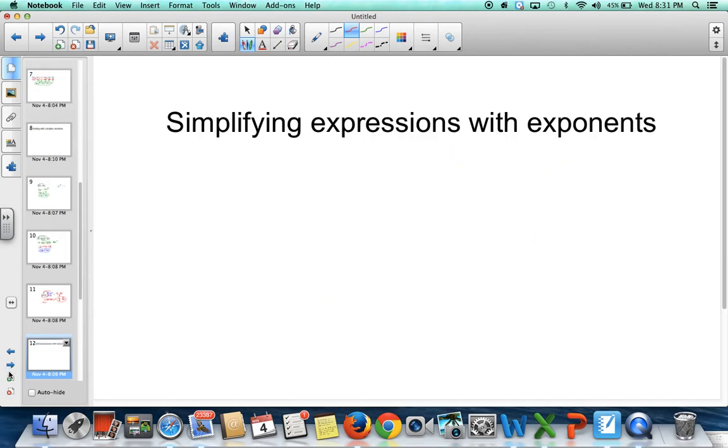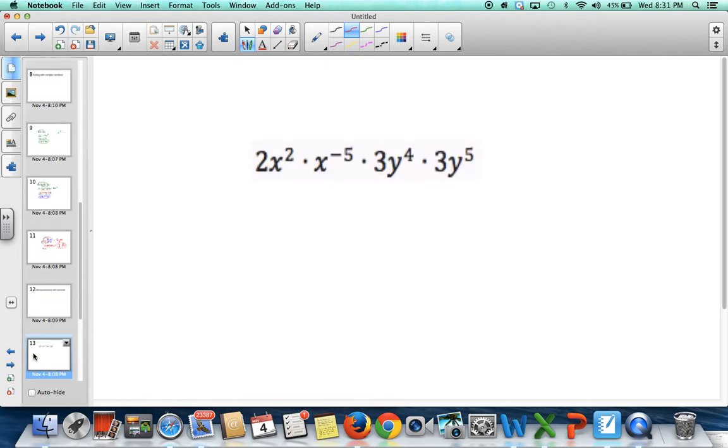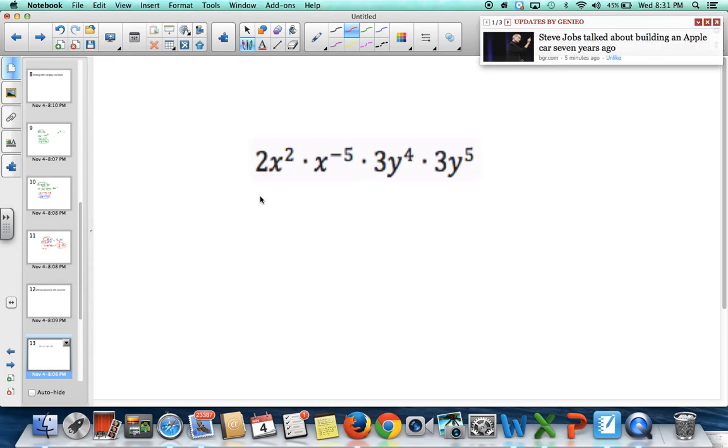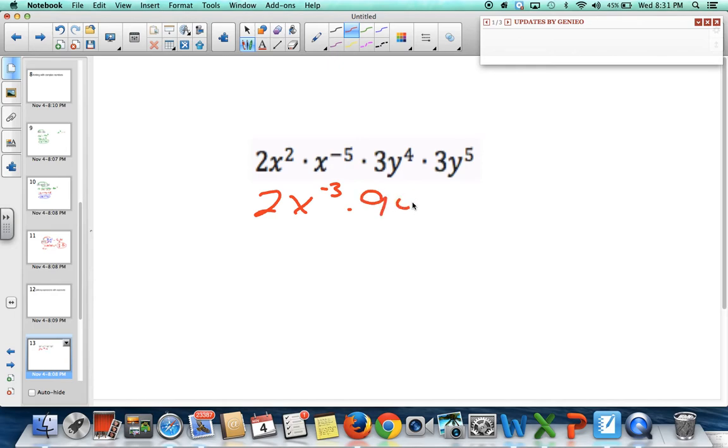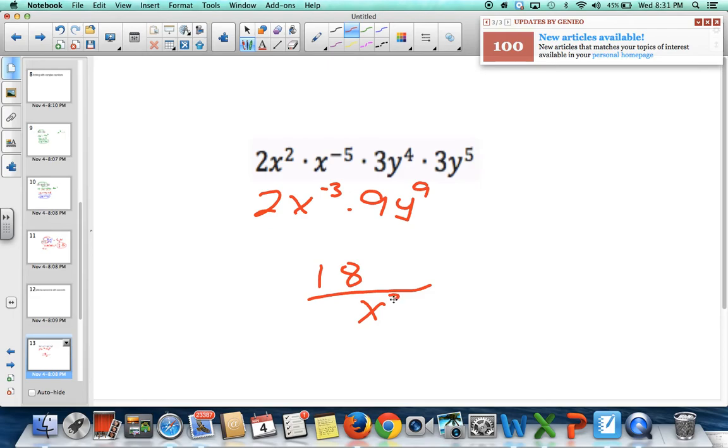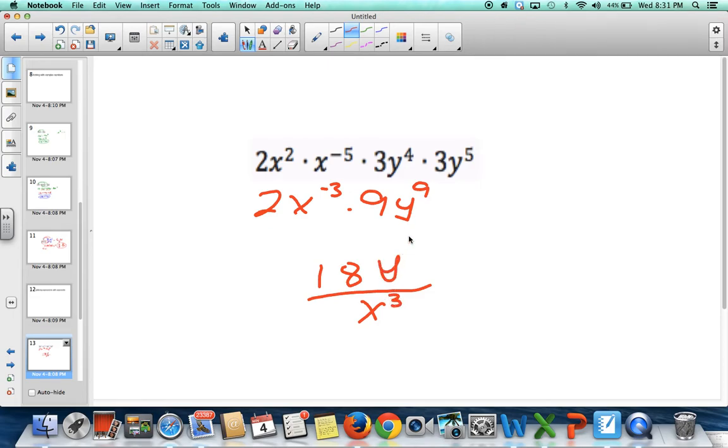Okay, the last topic is going to be simplifying expressions with exponents. To do that, we're going to look at this and say, okay, we can do a couple things. I would suggest at this point we're going to add exponents. So that's 2 times x to the negative 3 times 3 is 9. Y to the 4 plus 5 is 9. So now I can multiply 2 times 3, that's 18. X to the negative 3 goes to the bottom of the fraction as x to the positive 3. And then y to the 9th.